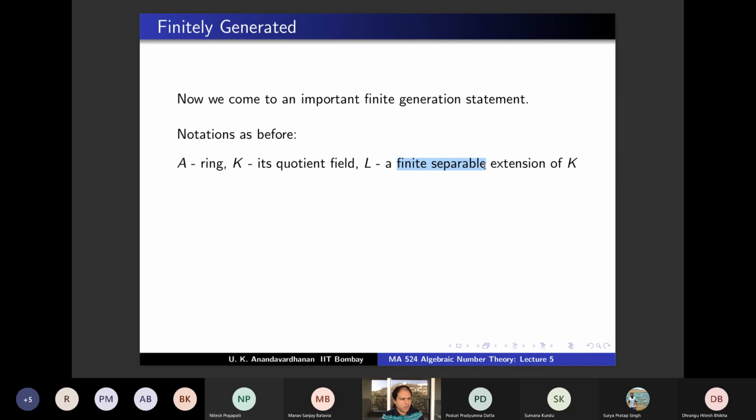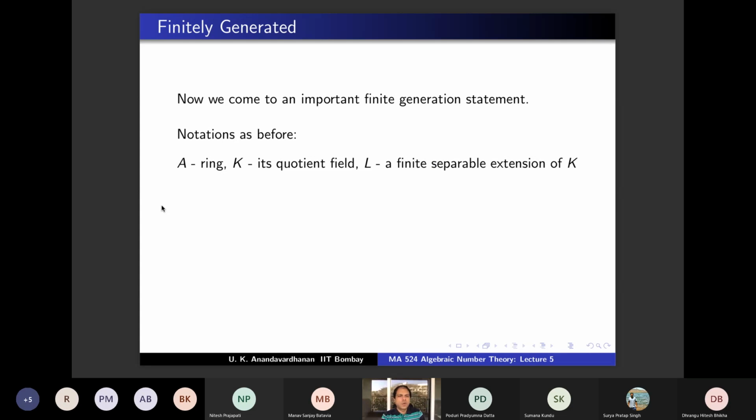Separable means what? Every element of L is separable over K, and an element is separable if its minimal polynomial has no repeated roots, distinct roots. So this is the situation, and this I'm going to use because you have characterizations of finite separable extensions. Maybe you haven't seen it, but I will state it and go ahead. It's from field theory. Okay, so this is the notation: A is a ring, K is its quotient field, and L is a finite separable extension of K.